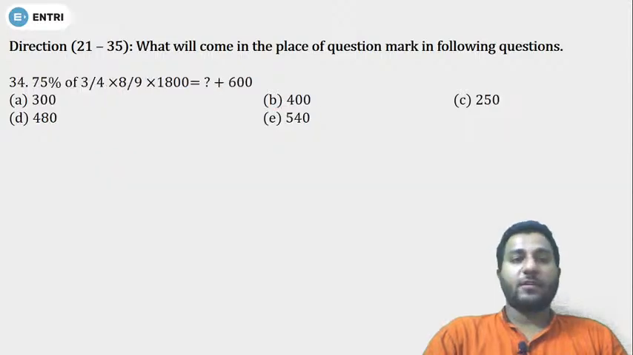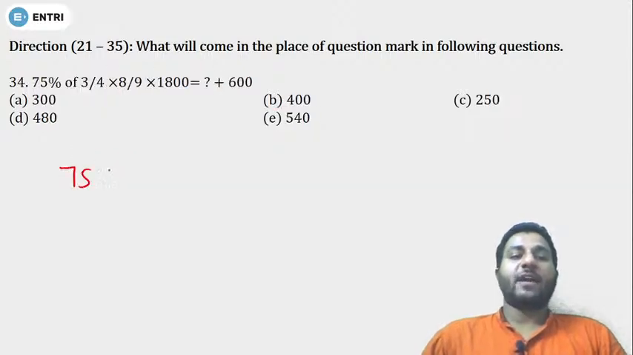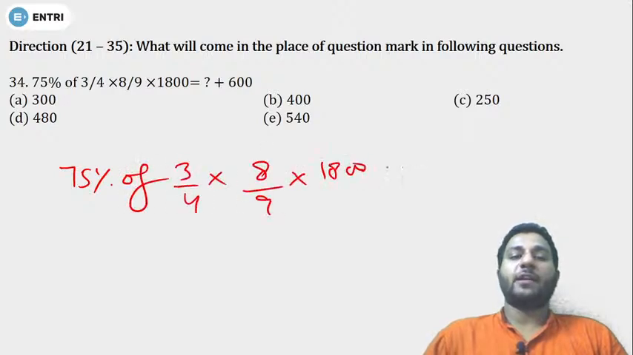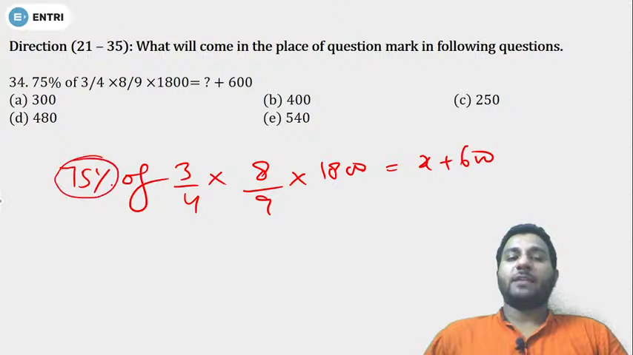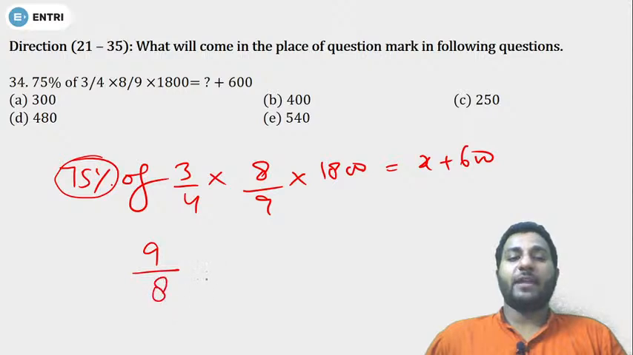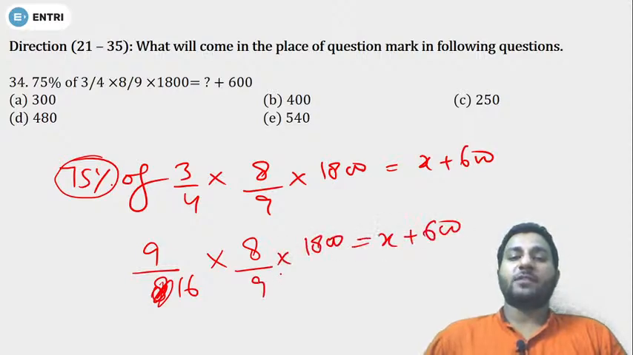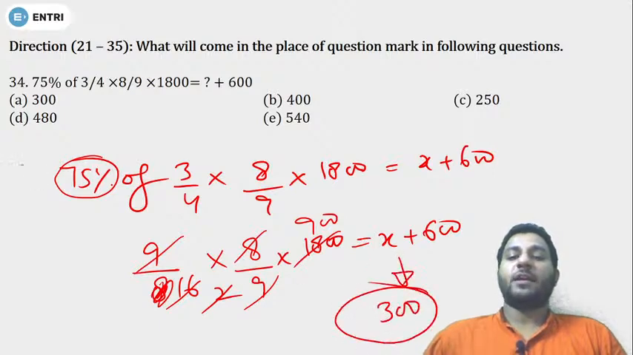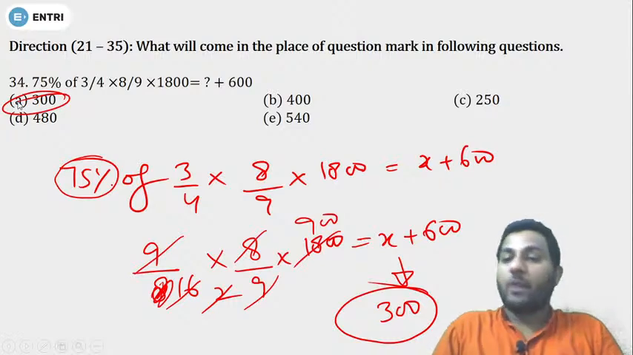The next one says that 75% of 3 by 4 into 8 by 9 into 1800 equals x plus 600. Look at this, how you are going to solve this one. As you all know, the 75% value suggests 3 by 4, which means 9 by 16 multiplied by 8 by 9 multiplied by 1800 equals x plus 600. So 9 will be eliminated and 8 will be eliminated and 900. So clearly the value of x comes as 300. So that's how you have to approach a particular question.